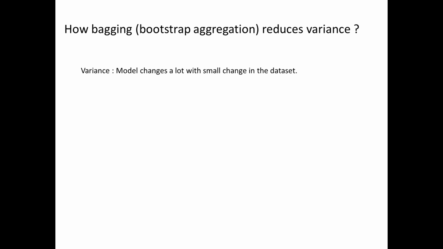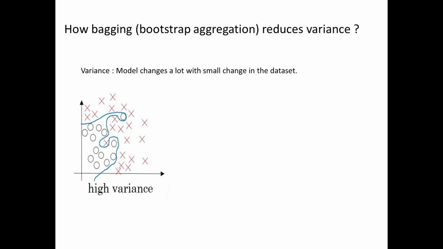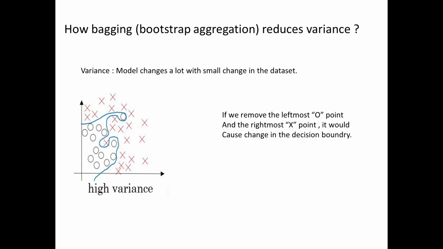A high variance model is a model which changes a lot with a small change in the dataset. Suppose we have a very deep decision tree whose decision boundary looks like this, and if we change the labels of a few of the data points, we will see that the decision boundary would also change a lot. And such models, although they give very good results in training, fail miserably in the testing stage.